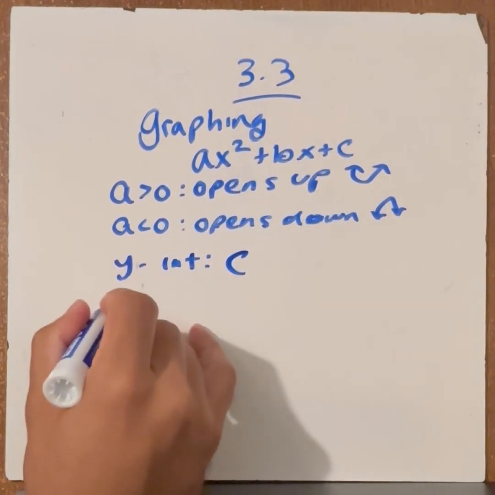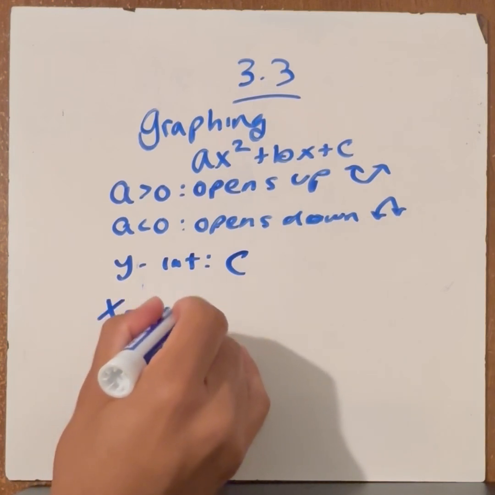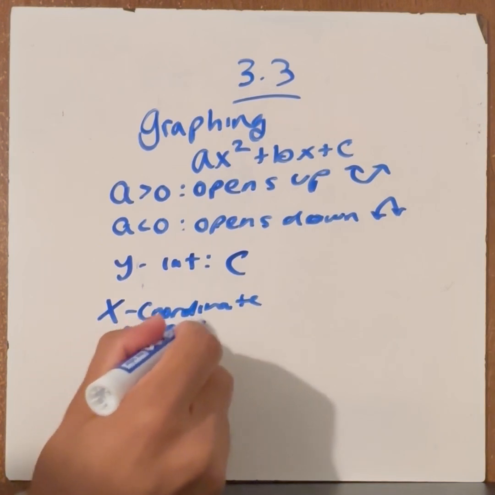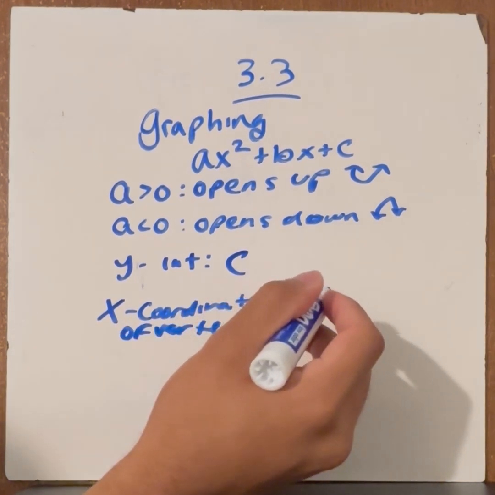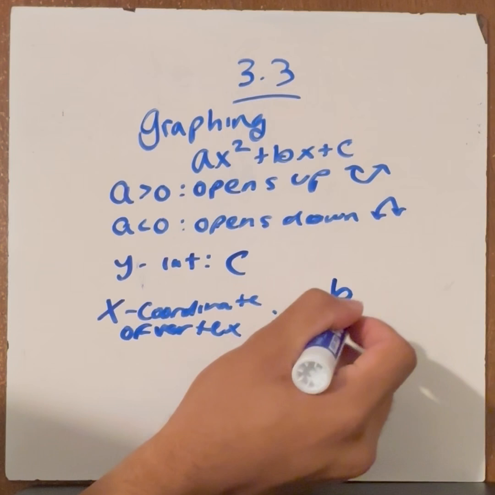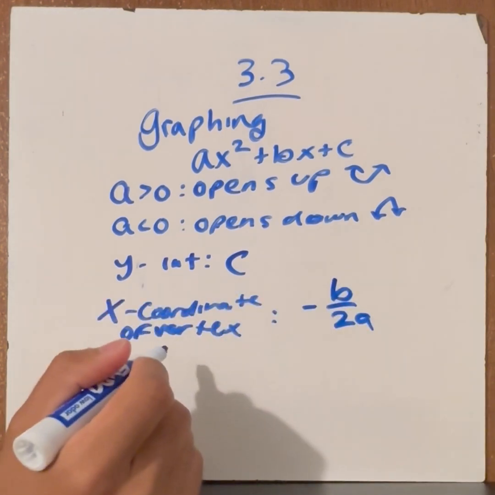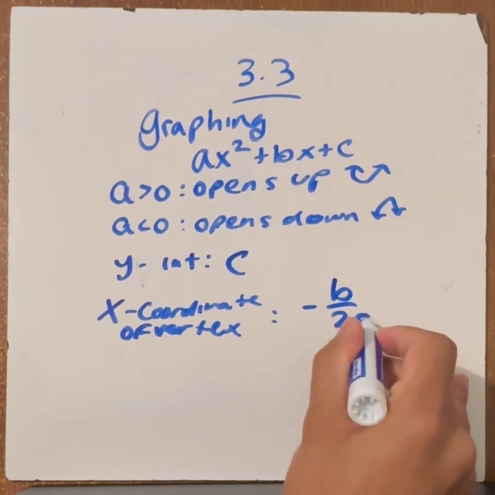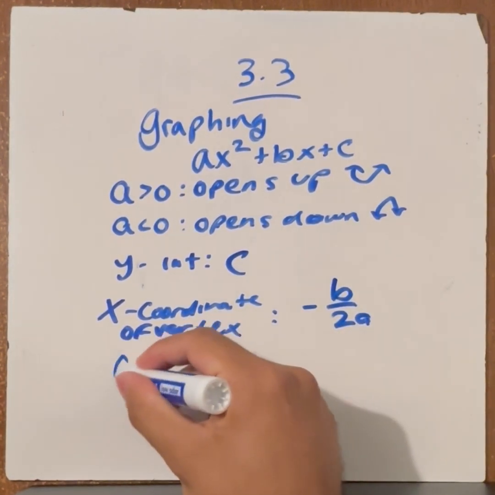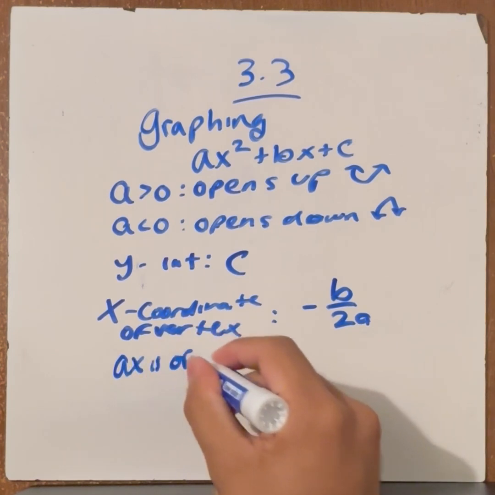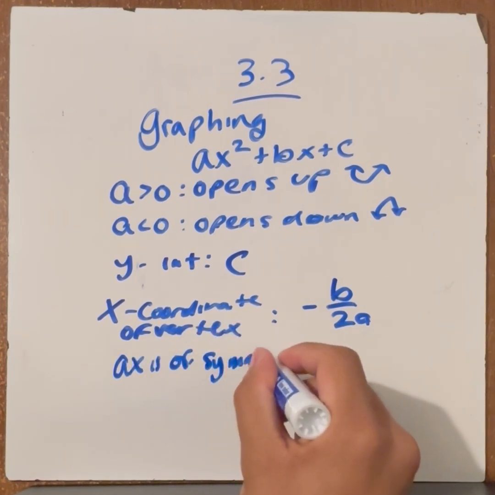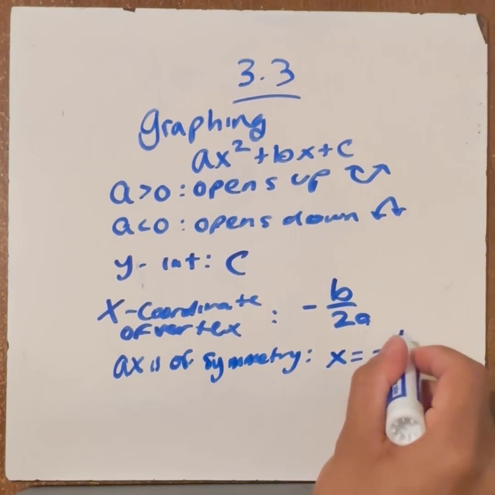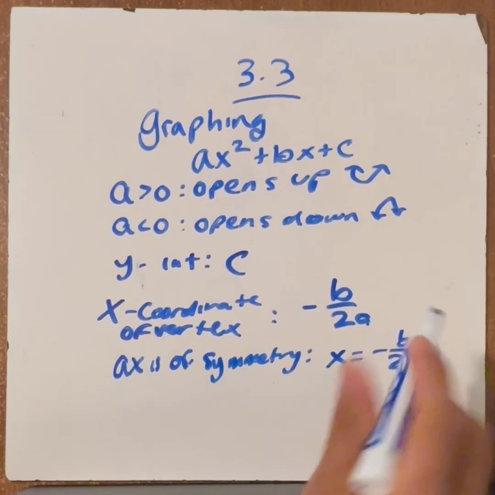The x-coordinate of your vertex, and this is very important, is negative b over 2a. And as you find the x-coordinate of your vertex, you also have the axis of symmetry, because we know that the x-coordinate of our vertex is on the axis of symmetry. So we say it is x equals negative b over 2a. Okay, this is very important.